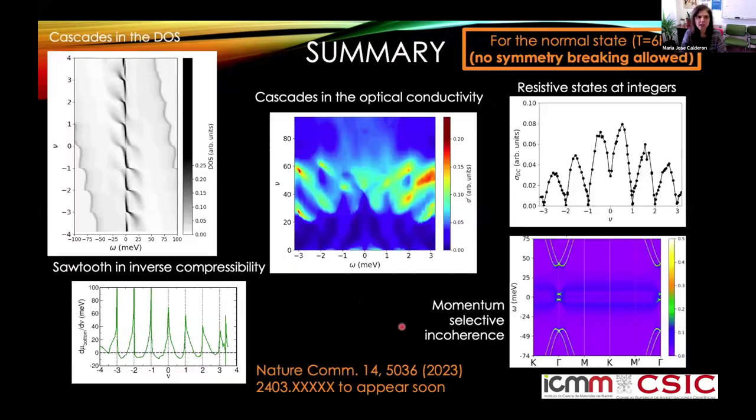Okay, so with this I finish. Just to summarize, these DMFT plus Hartree calculations of the 8 orbital model in the normal state, so without symmetry breaking, allow us to find out the transitions that have been observed in STM experiments, the asymmetric peaks here in the inverse compressibility, the resistive states at integer fillings, and also we have seen that we should expect to have a momentum selective incoherence, and that we could study all this by looking at the optical conductivity.